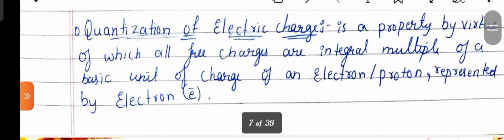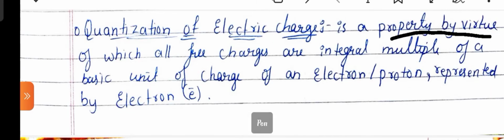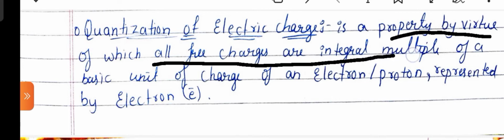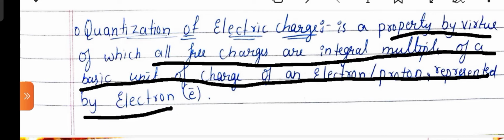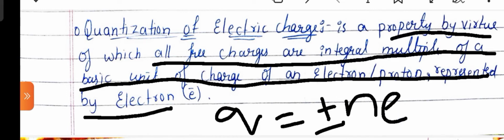The next one is quantization of electric charges. It is a property by virtue of which all free charges are integral multiples of a basic unit of charge, the charge of an electron or proton, represented by e. That is, Q is plus or minus ne, where Q is the charge on a body, and n is some integer which can be positive or negative, minus e is the charge of an electron and plus e is the charge of a proton. We know the charge of an electron or proton is plus or minus 1.6 into 10 power minus 19 coulomb. So the same is given here.